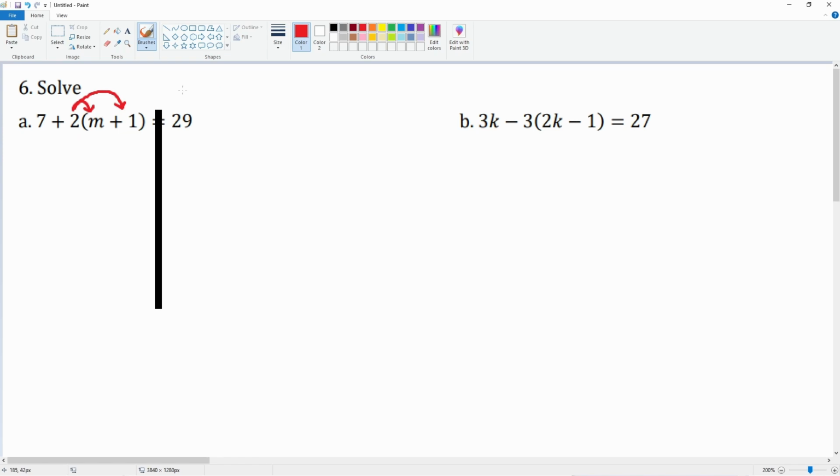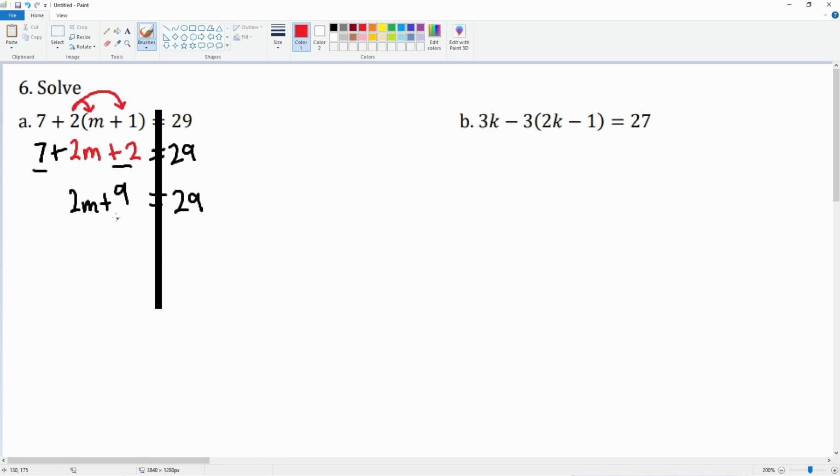2 times m becomes 2m, and 2 times 1 becomes just a 2. Okay, 2 times 1 is 2. Bring everything else down. The 7, the plus, equals 29. There should be some like terms. The 7 plus 2 becomes a 9. Okay, bring the 2m down, bring down the plus sign, bring down the equal sign, bring down the 29.